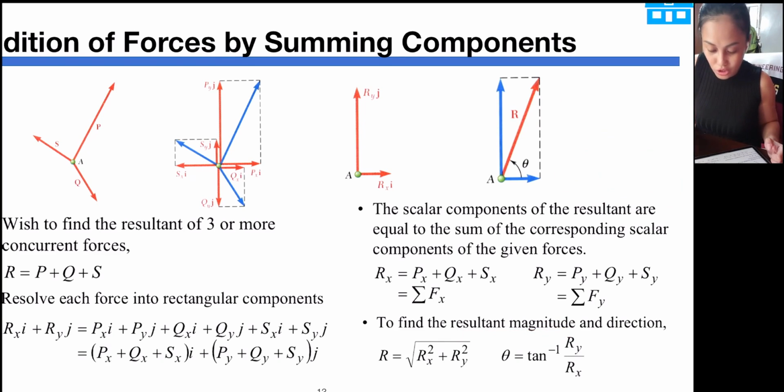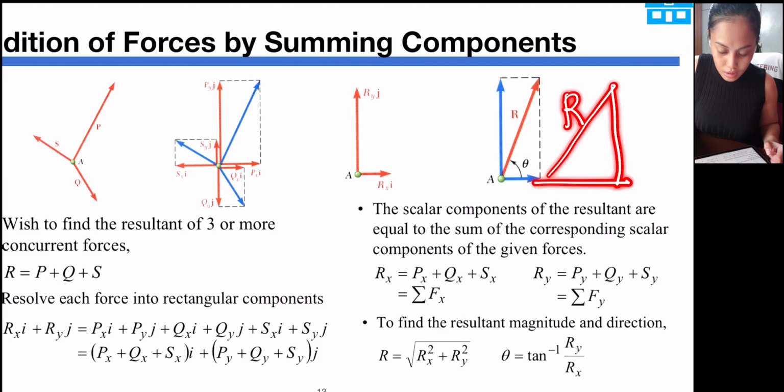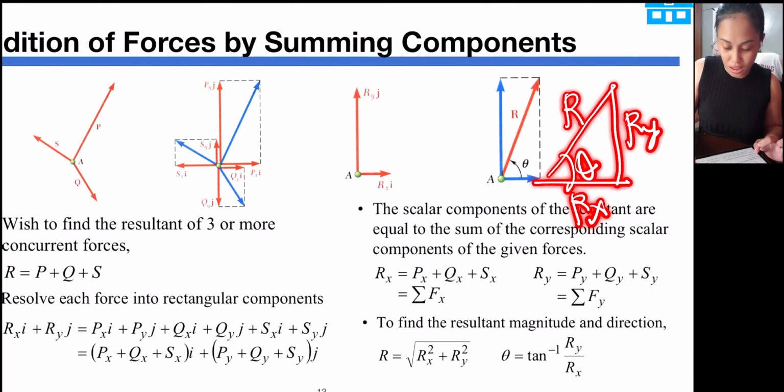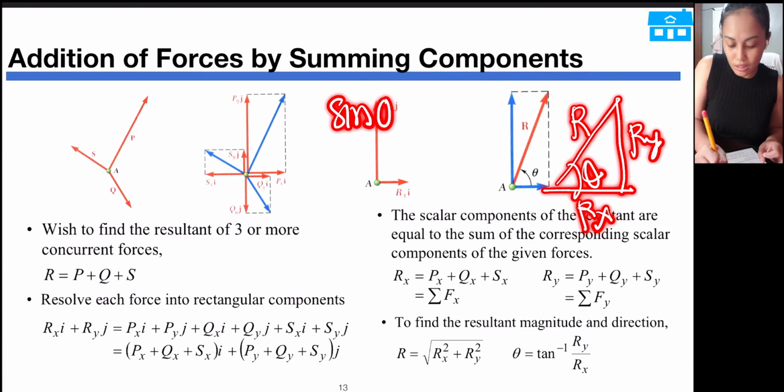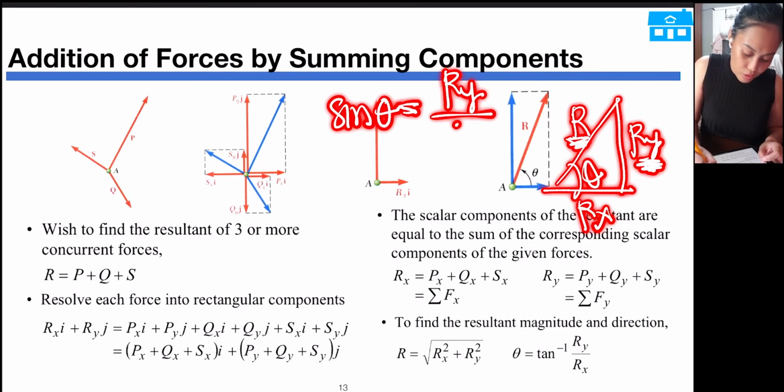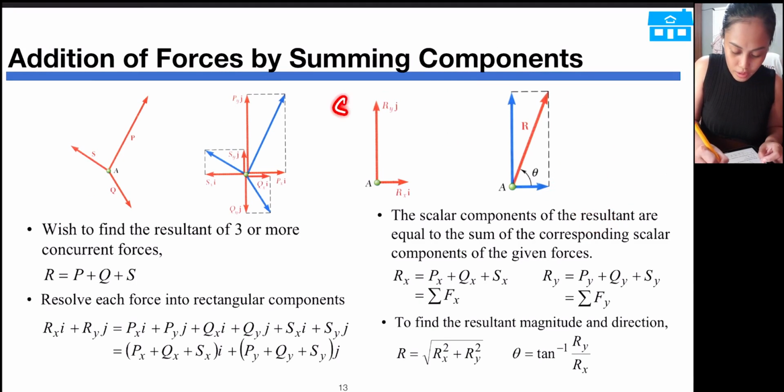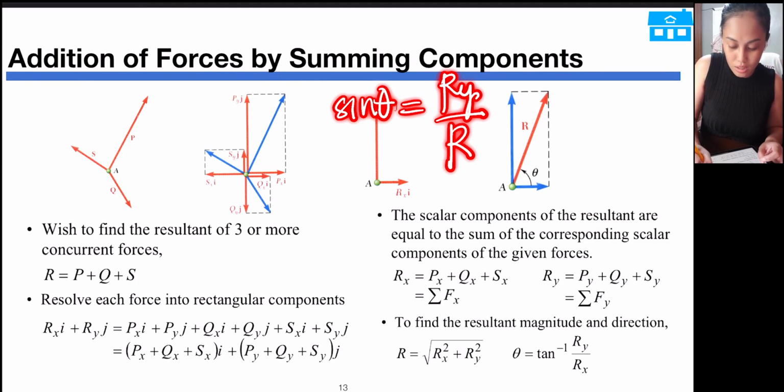And then, to get the direction, or this angle, where your resultant force acts, we can get the value of this angle by using a right triangle. So this is R, Ry, Rx. For the angle, you can use sine, cosine, or tangent. Sine of theta equals opposite over hypotenuse, so Ry over R.